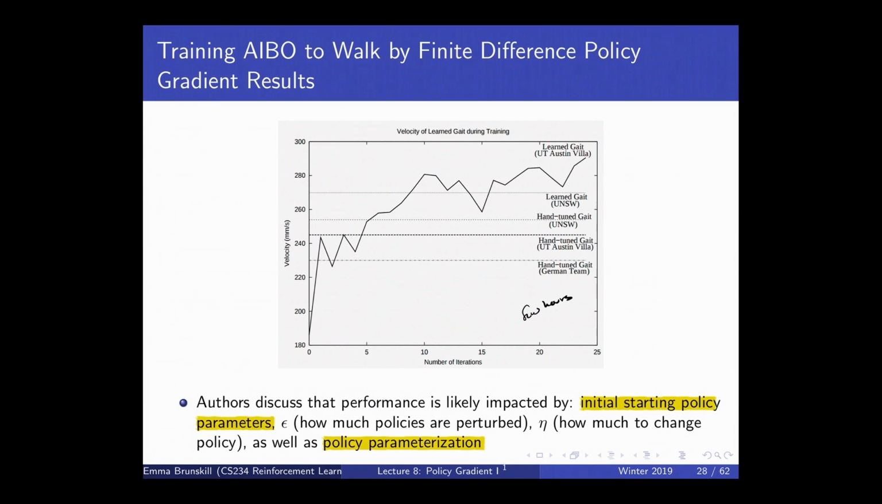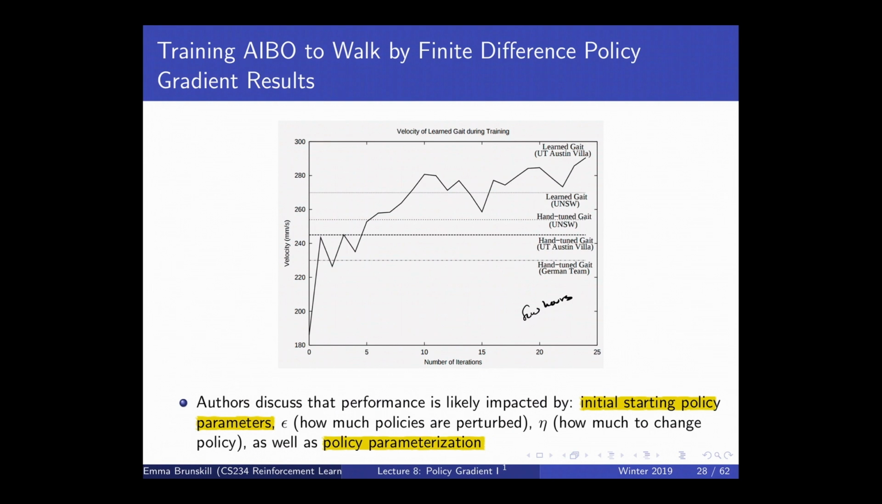Another important question here is how much you are perturbing, the size of your finite differences. And then I think really most critical is the policy parameterization. Just how are you writing down the space of possible policies that you can learn within? Because if that's not a good policy space, then you're just not going to learn anything.